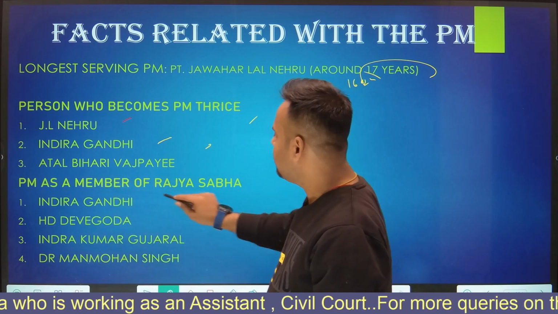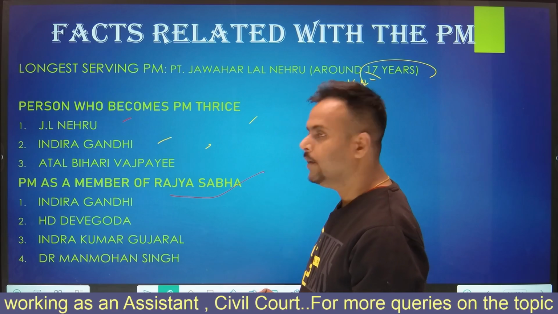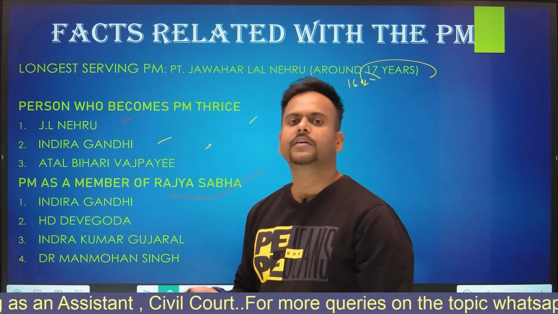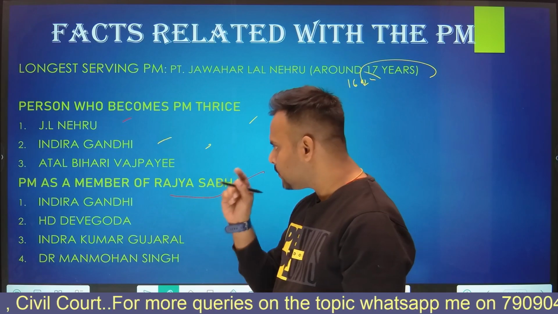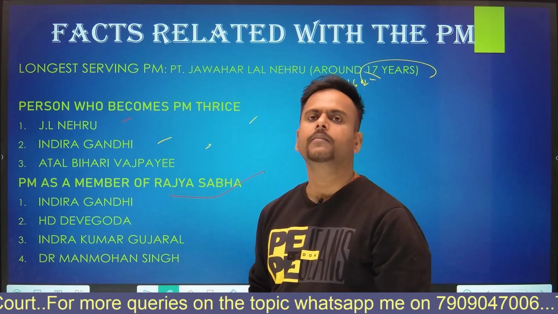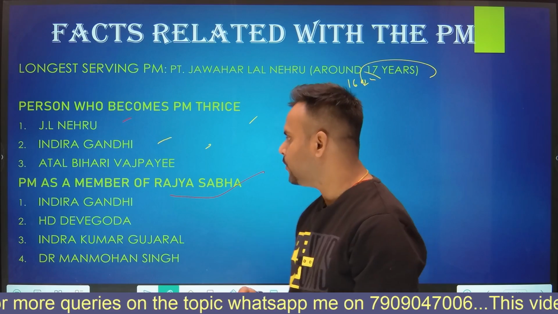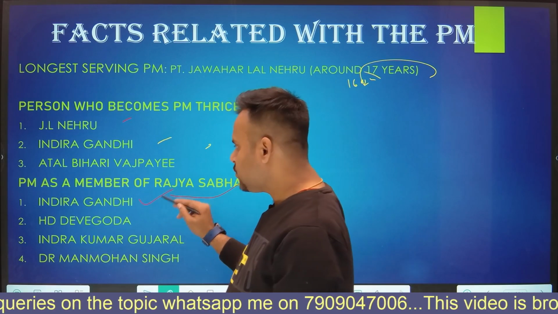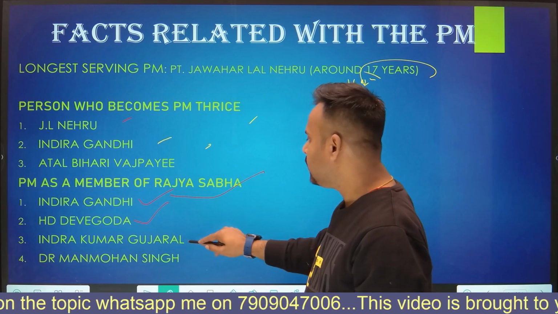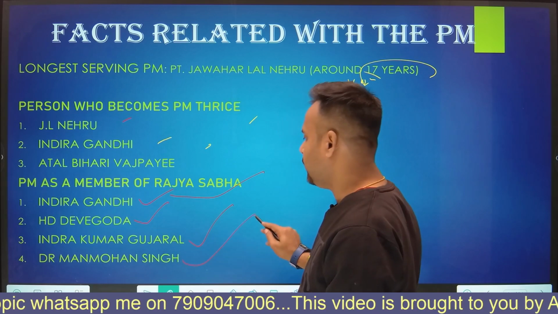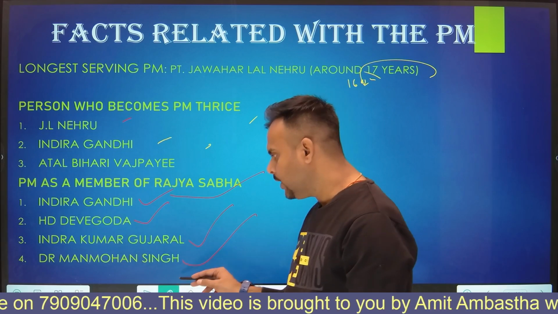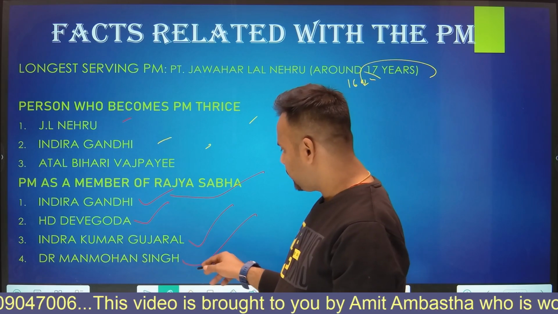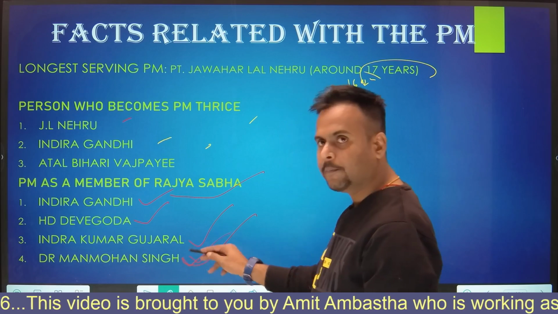Prime Minister as a member of Rajya Sabha. Mostly the Prime Minister comes from the Lok Sabha, so this question becomes important, as only a few Prime Ministers have been members of Rajya Sabha and become Prime Minister. Indira Gandhi was such, H.D. Deve Gowda, Inder Kumar Gujral, and Dr. Manmohan Singh. The latest among these 4 was Dr. Manmohan Singh, who was the MP from Assam and a member of Rajya Sabha.